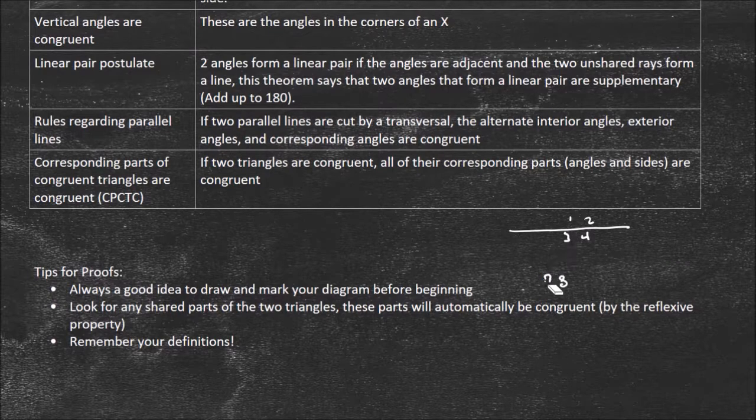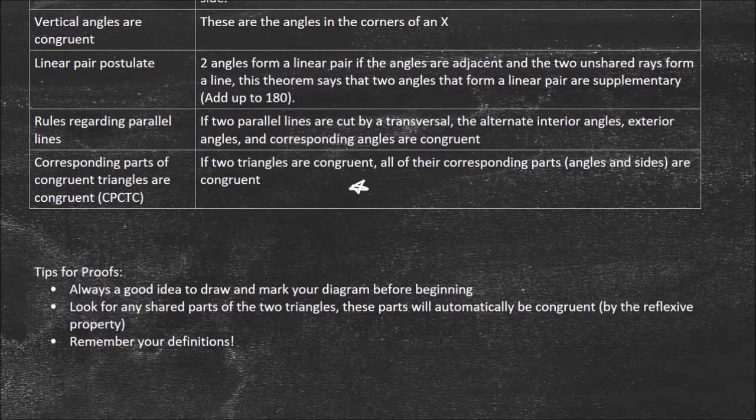So that's the last of the parallel lines. The rules regarding parallel lines are really important actually. You see a lot of those, so I definitely recommend you know that. And this last rule, very important, you use it all the time. Corresponding parts of congruent triangles are congruent. This is something that you see later on in proofs.